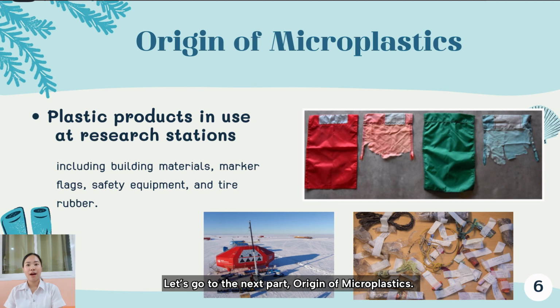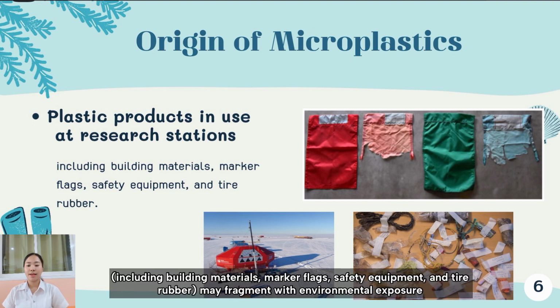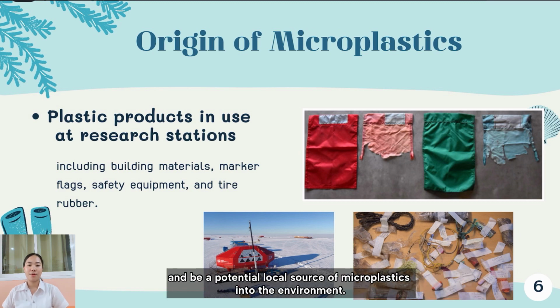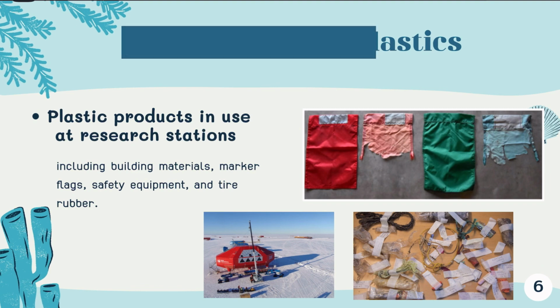Let's go to the next part, origin of microplastics. Firstly, plastic products in use at research stations, including building materials, microfibers, safety equipment, and tire rubber, may fragment with environmental exposure and be a potential local source of microplastics into the environment.